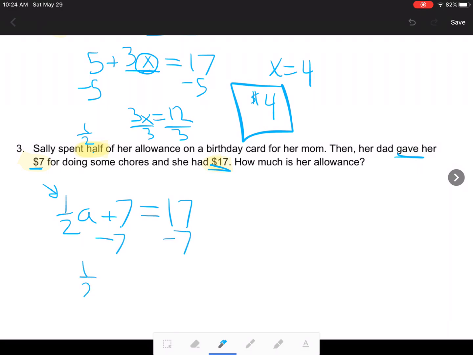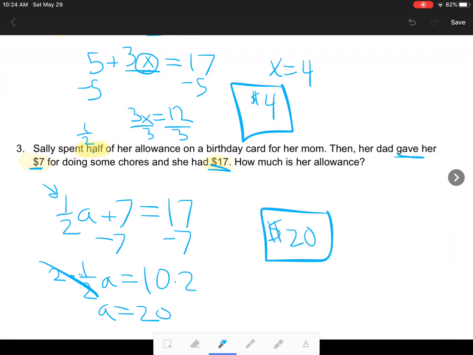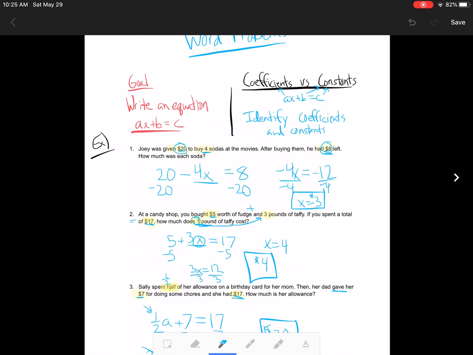So here we have 1/2 A is equal to 10. And now to get rid of this 1/2, we're going to want to multiply by 2 on both sides. And then that gets rid of the half, and A equals 20. So her allowance is $20. Okay? All right, so these are sort of what I would call the basic equation problems.